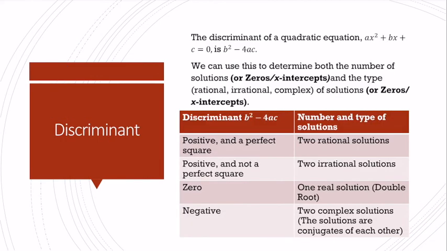Friendly reminder about discriminants when we're working with quadratic equations. If they're negative, then our solutions are going to be complex.